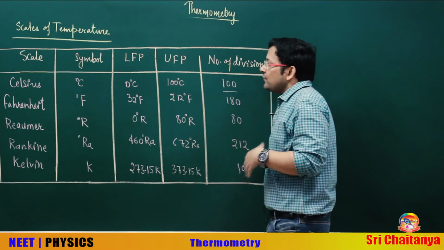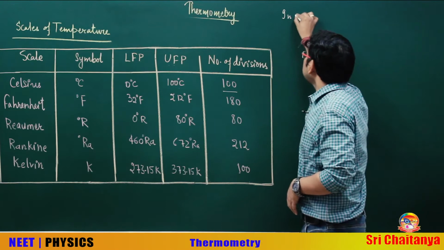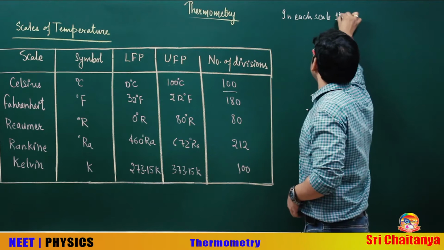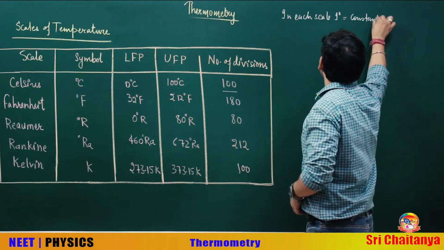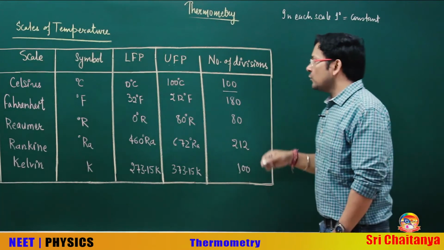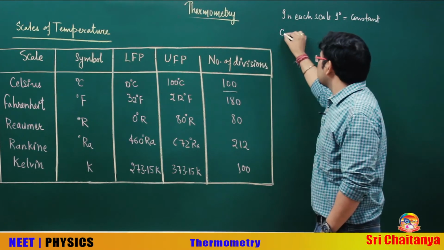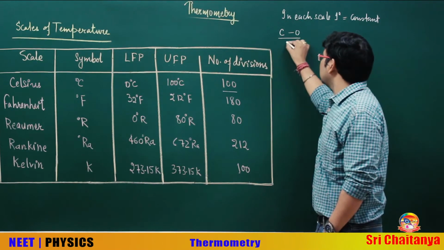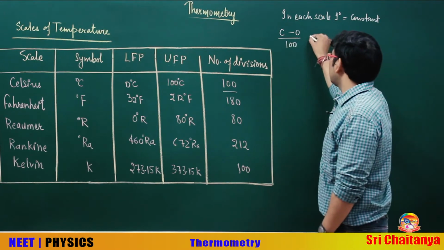Okay. So if we want to measure a temperature, in each scale, 1 degree, the one division, remains constant. So if we write a certain temperature, say C, in Celsius, the temperature is C. What is the gap from the LFP? Temperature minus LFP, divided by the total number of divisions, which is 100. Okay. This is called 1 degree.